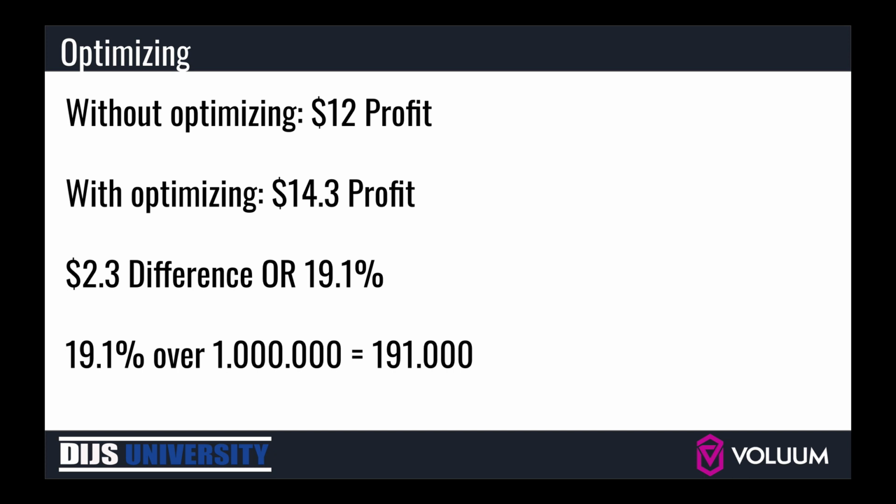So without optimization, we have a $12 profit. With optimization, we have a $14.3 profit, which is the $2.3 difference, or 19.1%, which $2.3, like I said, might not sound as much, but when you look at it as a percentage, which is 19.1, it will become significant, because 19.1% over 1 million in ad spend is an added 191,000, big number, 191,000 US dollars extra profit.